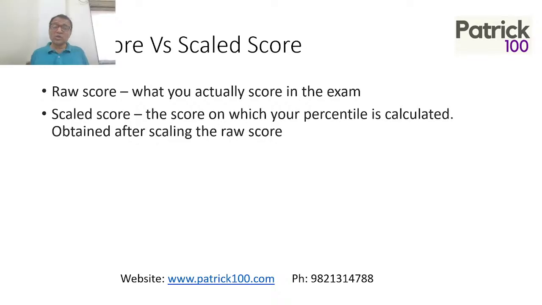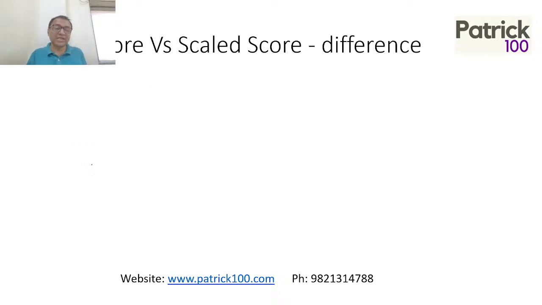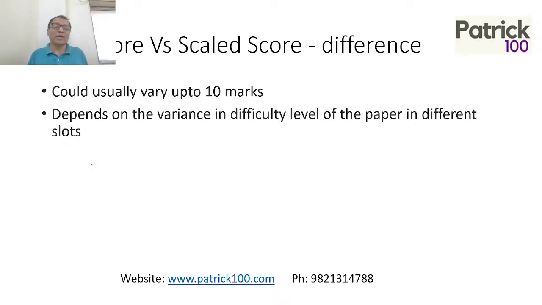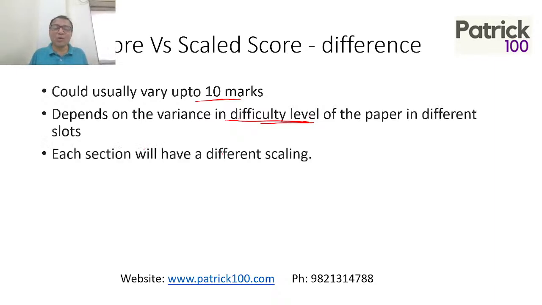Now, scale score is the score on which your percentile is calculated. So from the raw score, you calculate your scale score first. That's what they do. For each section, they will calculate the scale score. Now that can vary up to 10 marks approximately, and it can vary even more. It depends on the difficulty level of the paper. If the paper is more difficult, scores will be scaled up. If the paper is less difficult, they will be scaled down.